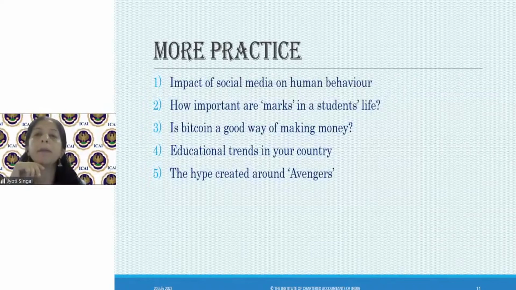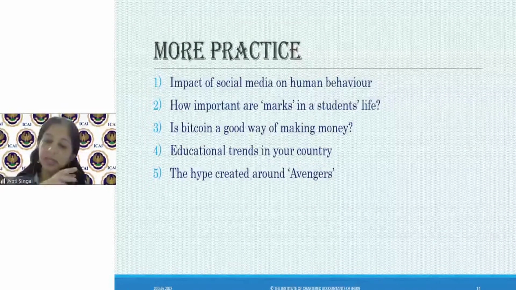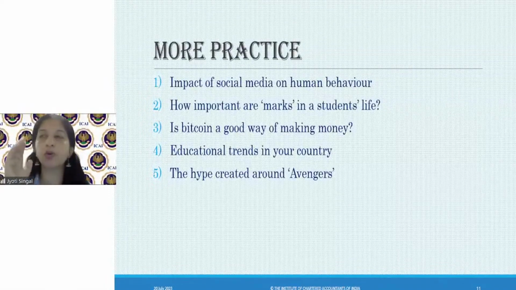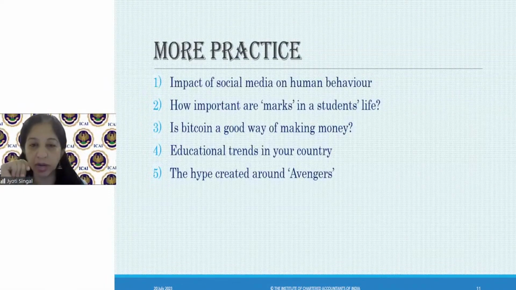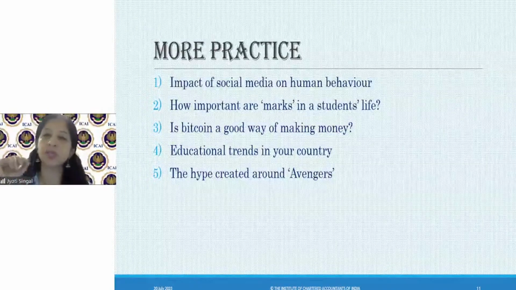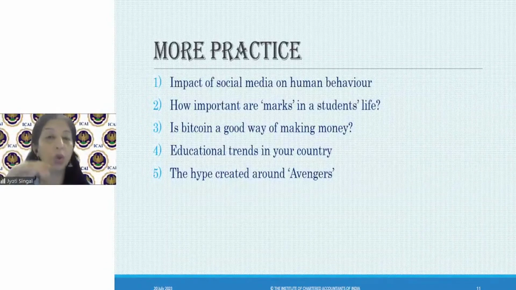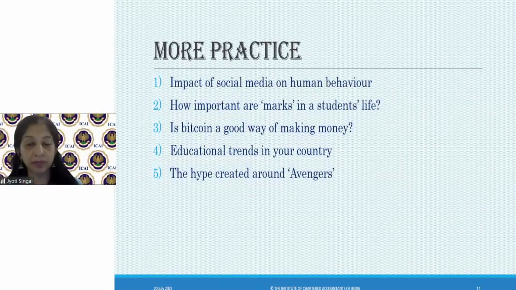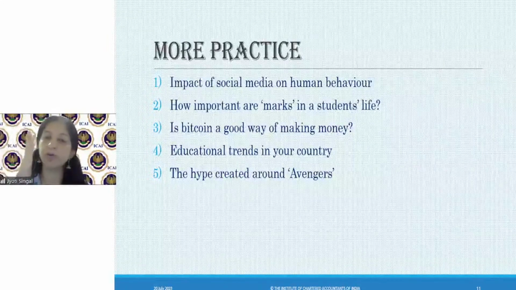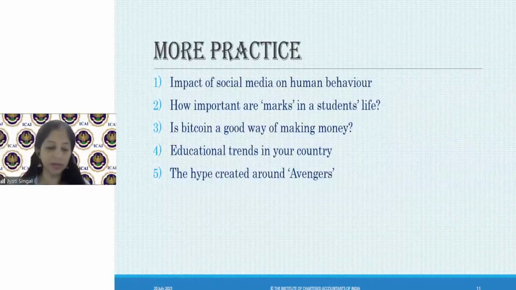How important are marks in a student's life? You can say we always study in school and we always aspire to get good marks. We always look forward to getting 100 on 100. But it's not just the marks which we study for. We study to gain knowledge. We study to get wisdom. At the end of the day, marks are just a way of assessing our performance.